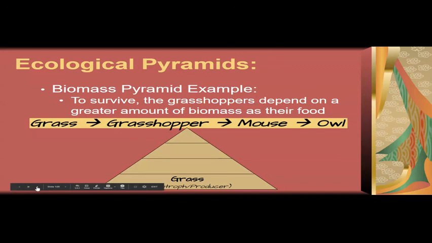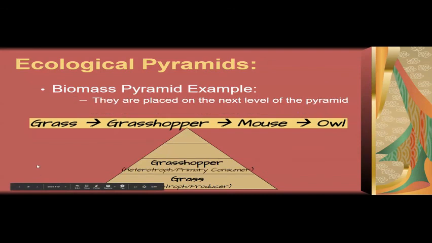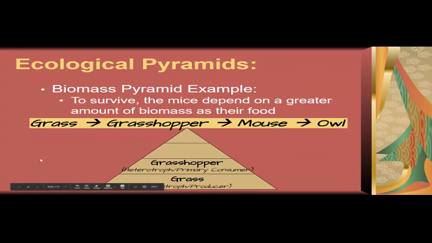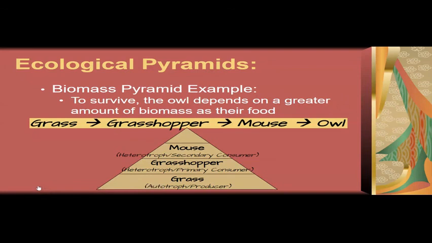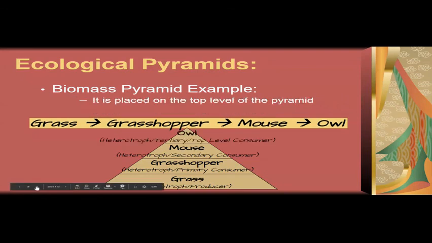To survive, the grasshoppers depend on a greater amount of biomass as their food, and they're placed on the next level of the pyramid. To survive, the mice depend on a greater amount of biomass as their food, and they're placed on the next level of the pyramid. And then finally, to survive, the owl depends on a greater amount of biomass as their food, and so they're placed on the top level of the pyramid.